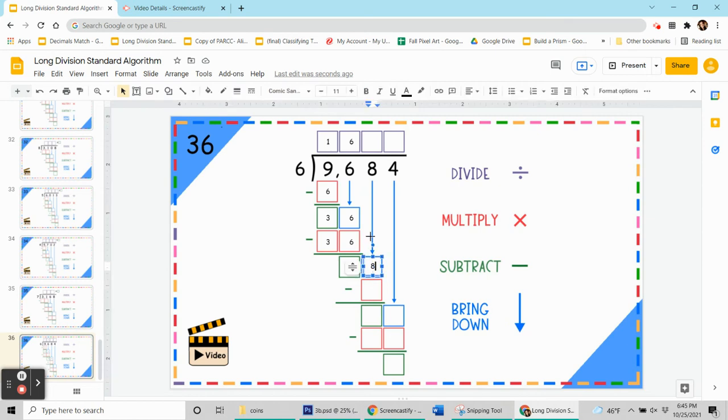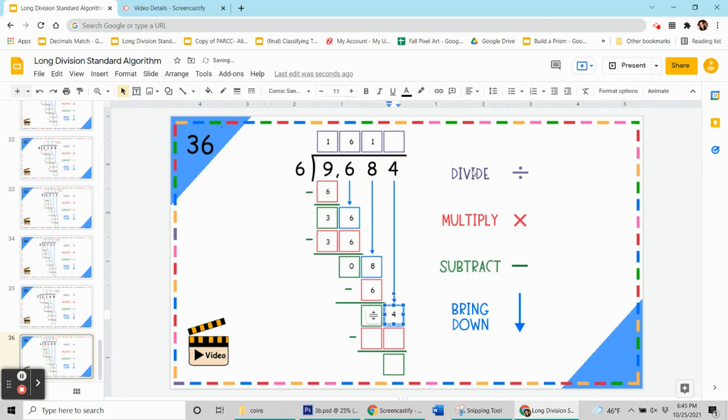How many times does 6 fit into 8? One time. Now we're going to multiply. 1 times 6, which is 6. Subtract to see what we have left over. 8 minus 6 is 2. And now we're going to bring down our last digit, which is the 4.